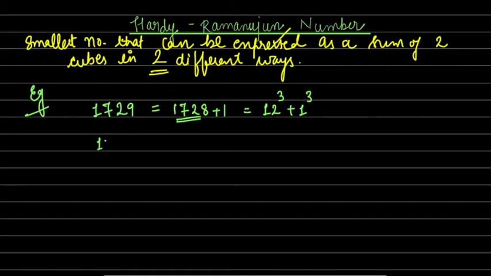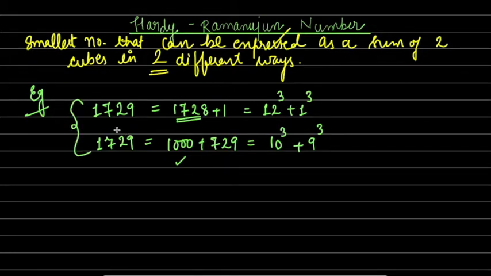Now is there any other way I can represent 1729? Yes, if I split it as 1000 plus 729. Now we know the cube of 10 is 1000, and 729 is the cube of 9. So I can again represent 1729 as the sum of two cubes. So we have expressed 1729 as the sum of one pair of cubes and then as the sum of a second pair of cubes, in two different ways. It means 1729 is a Hardy Ramanujan number. I will be explaining more examples.